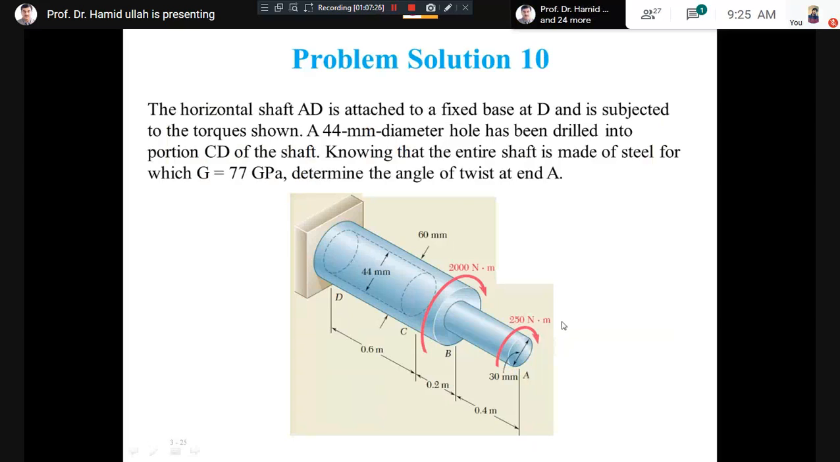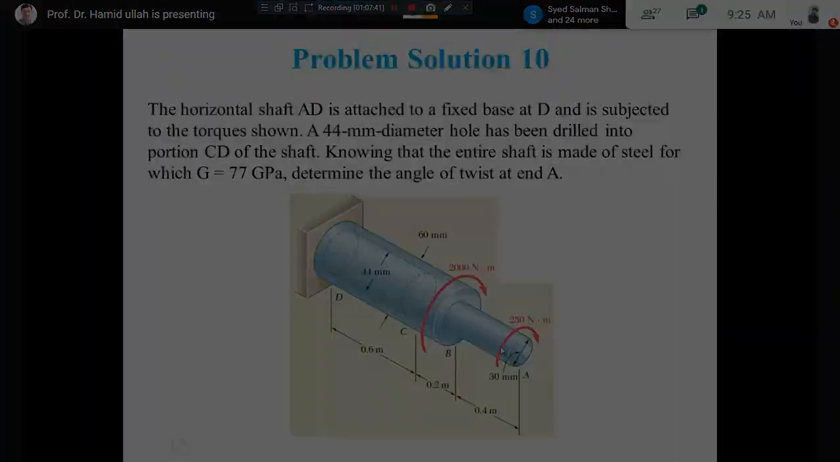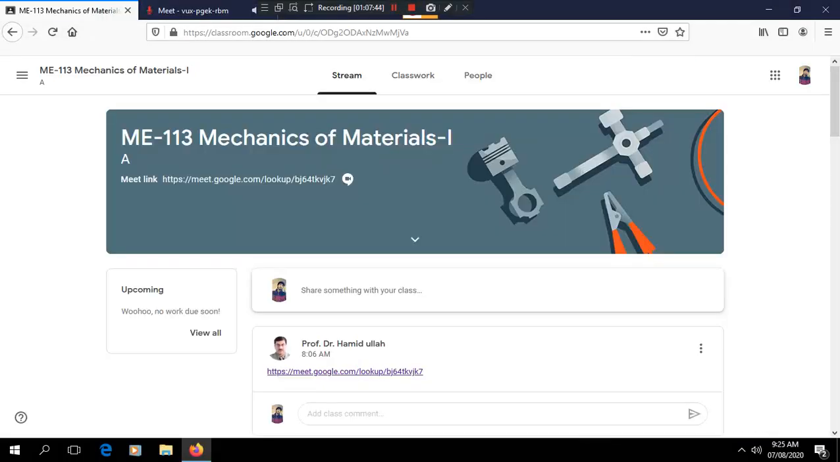Okay, numerical. You can see it is the same as a cantilever beam. On the extreme left side it is fixed, but it is subjected to load. At point A it is loaded, and at point B it is loaded. Then it is changing in cross section.